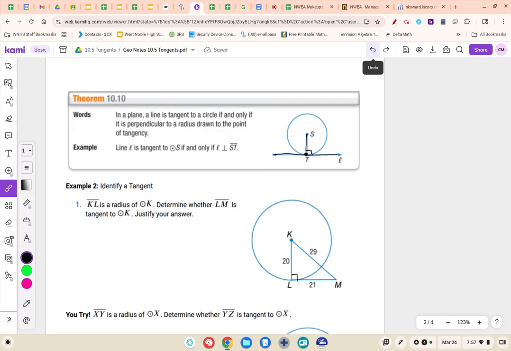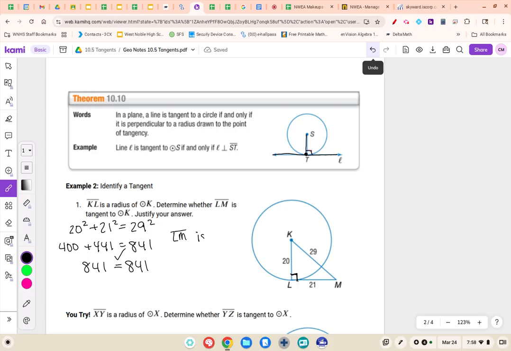So let's do this. We take leg squared plus leg squared equals hypotenuse squared. So we have 400 plus 441 equals 841. And when we add 400 plus 441, we get 841. Since this checks out, this is a right triangle, meaning that that is 90 degrees, so that segment LM is tangent. So we'll write that out.